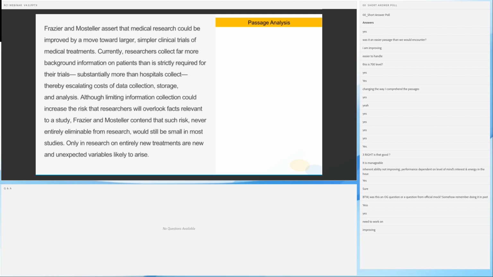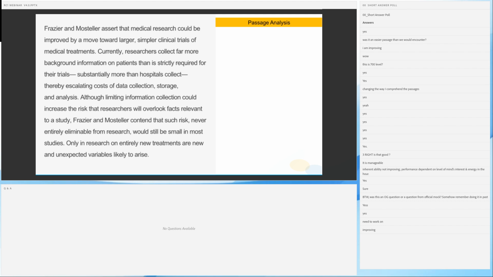Was it an easier passage than what we would encounter? No, this is a 700 level passage, and you'll see why. You think it's easy, it's not easy. And you'll see there's a lot of sophistication. I don't want to use the word complexity because complexity is a relative term. It's different for different people, but I can definitely say this is very sophisticated. Okay. Let's go about doing this.